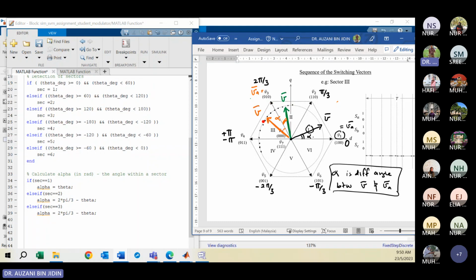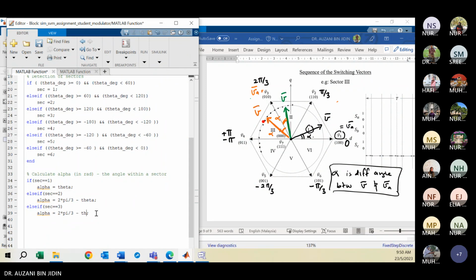So this is your alpha for the case of sector 3. So the alpha is the difference between theta and 2 pi per 3. Is that right? Theta minus 2 pi per 3.